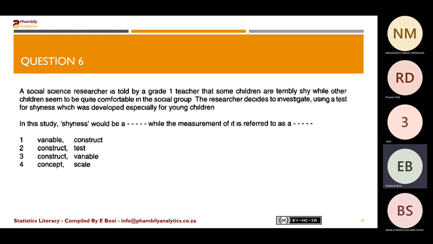A child science researcher is told by a grade one teacher that some children are terribly shy, while other children seem to be quite comfortable in their social groups. The researcher decides to investigate using a test of shyness, which was developed especially for young children. In this study, shyness will be a what, while the measurement of it is referred to as what?